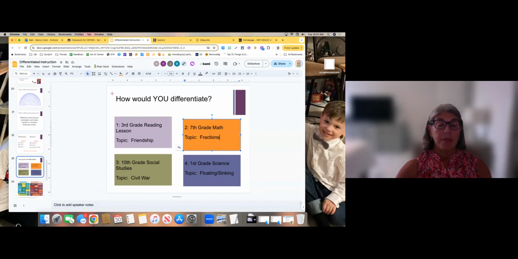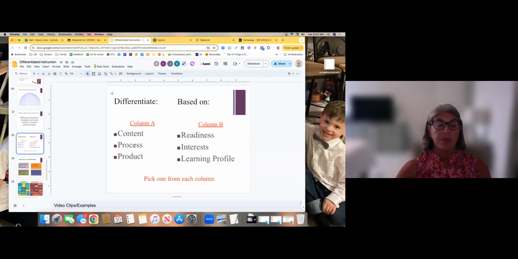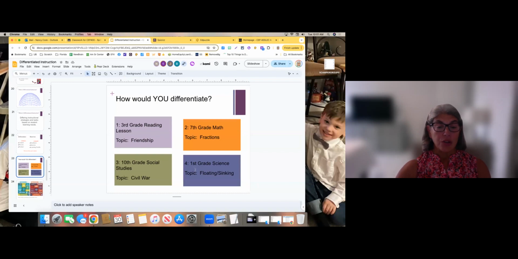Okay, so think about your group and what are you going to differentiate by? Is it going to be content, process, or product? Those are the things they're going to show, and it's going to be based on either readiness, interest, or learning profile. There isn't just one right answer to this. This is you using your creative thinking with your group to come up with ideas for how you could do this.